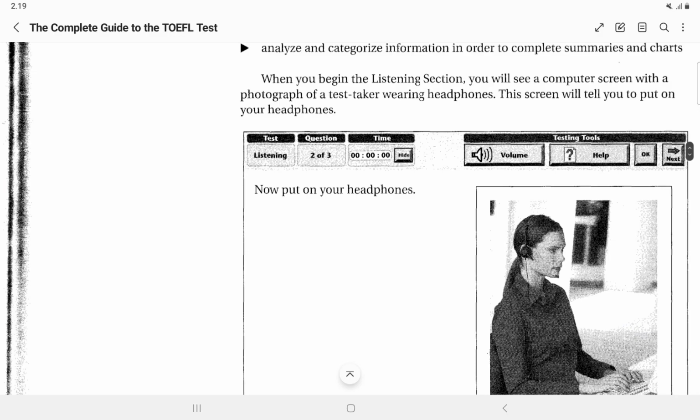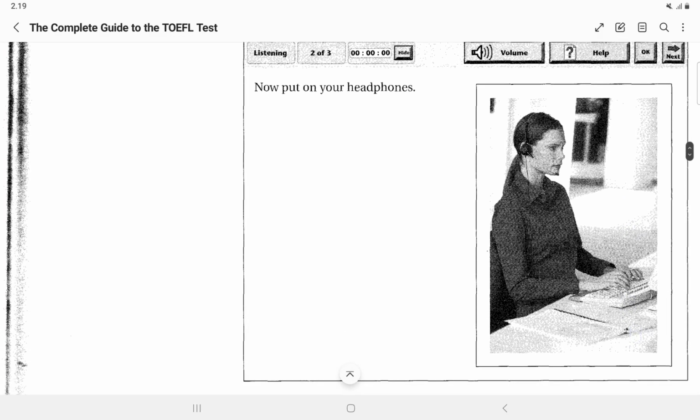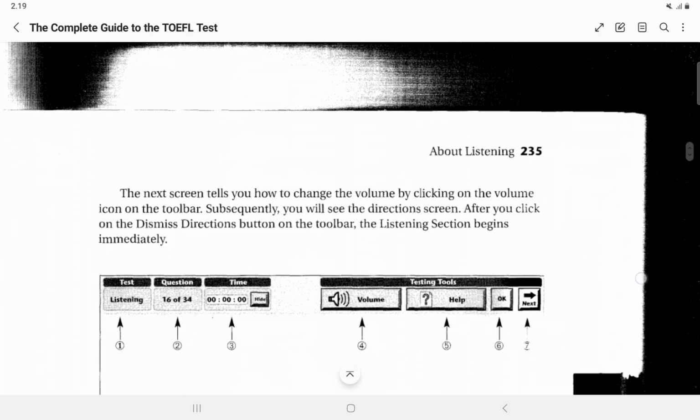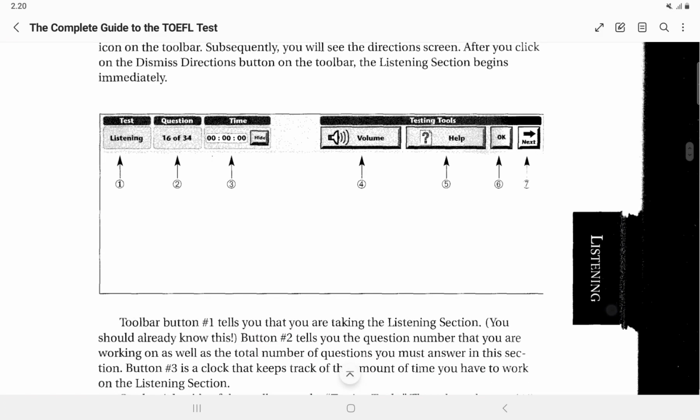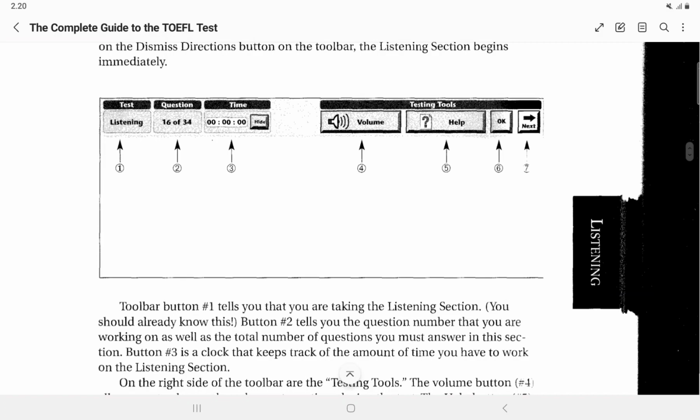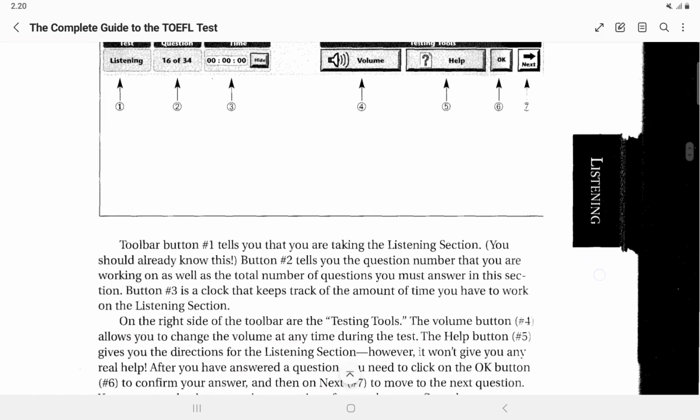When you begin the listening section, you will see a computer screen with a photograph of a test taker wearing headphones. This screen will tell you to put on your headphones. Now, put on your headphones. The next screen tells you how to change the volume by clicking the volume icon on the toolbar. Subsequently, you will see the directions screen. After you click on the dismiss directions button on the toolbar, the listening section begins immediately.